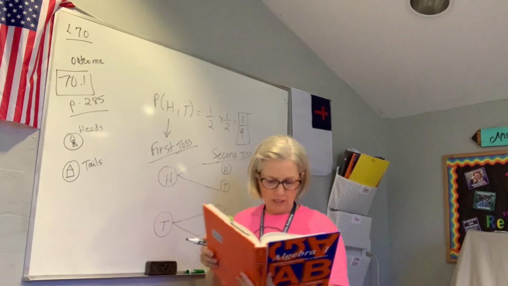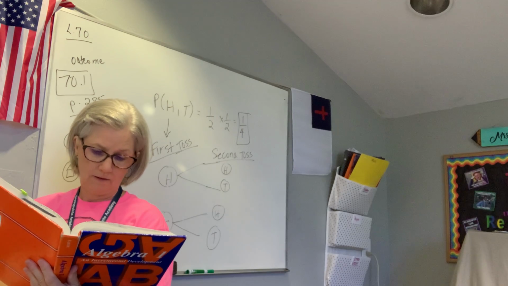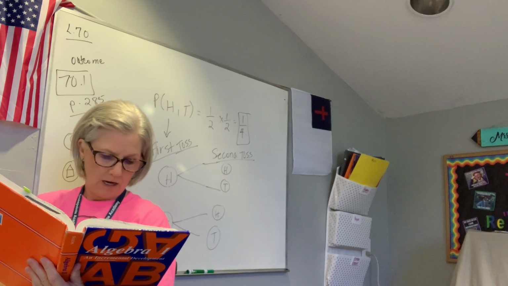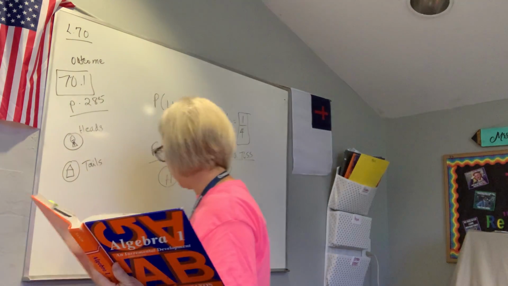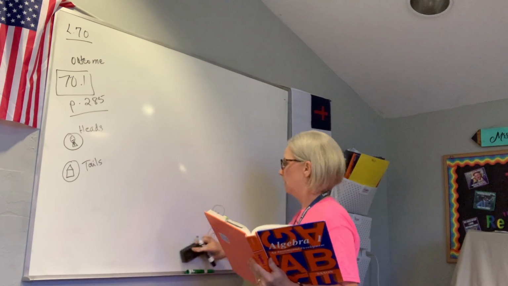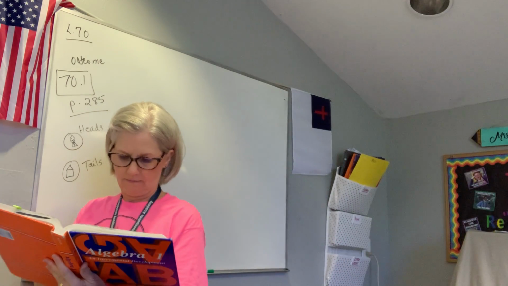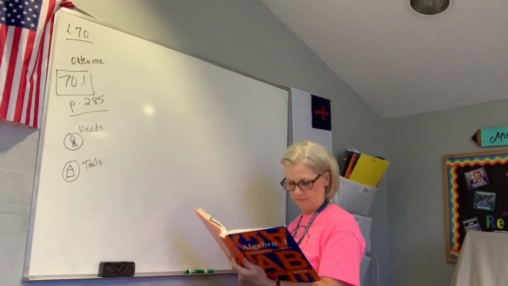Okay? So let's look at one. All right, 70.5. Let's get a reader for that. Ileana, can I have you read that one? A fair coin is tossed 4 times. What is the probability that the first 2 times it comes up heads and the last 2 times it comes up tails?